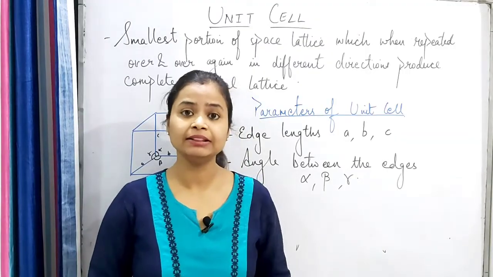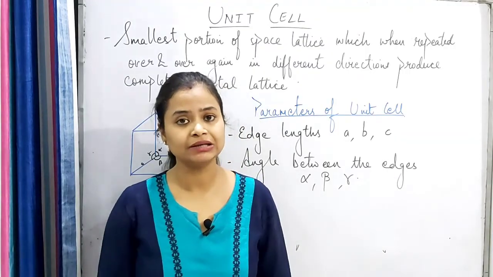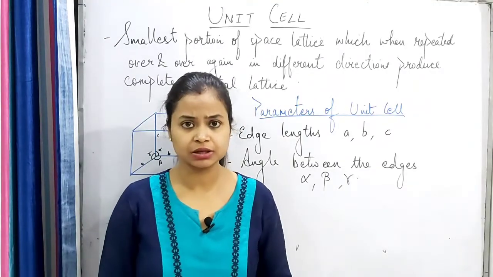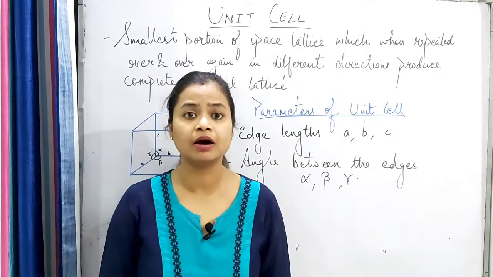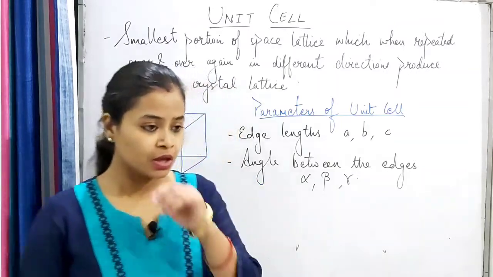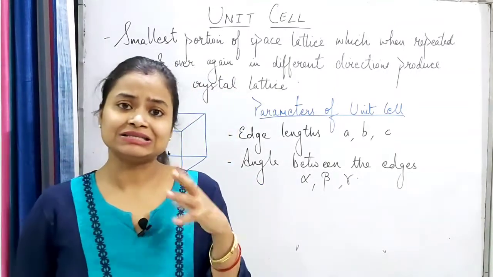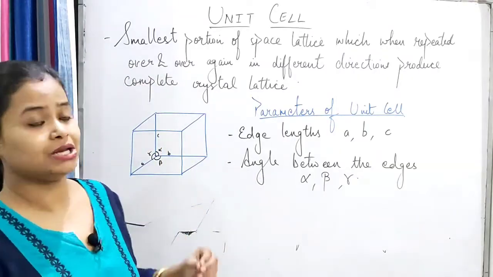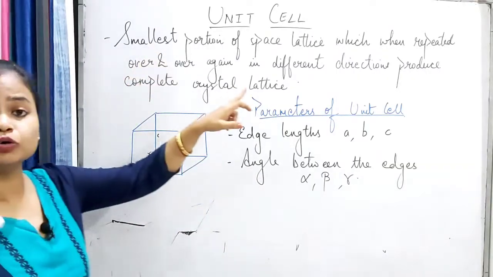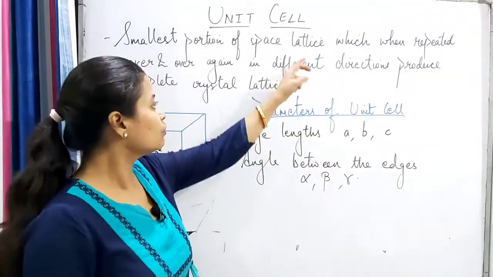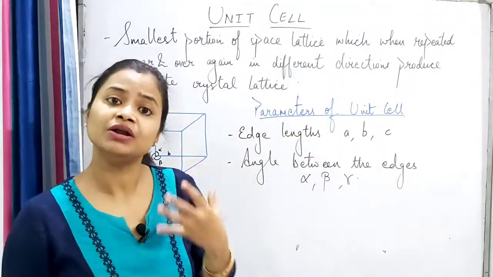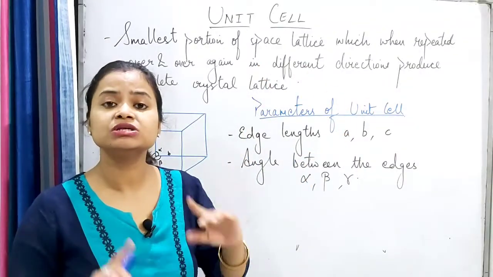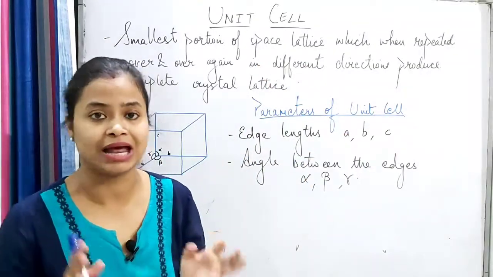Now today in this video we are going to study in detail about the unit cells. Already we have discussed a little bit about unit cell in our previous video. Okay, now see, let us define unit cell first of all. Unit cell can be defined as the smallest portion of a space lattice which when repeated over and over again in different directions produces the entire crystal lattice.